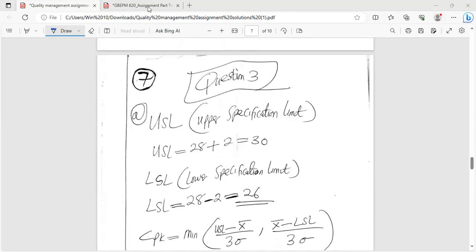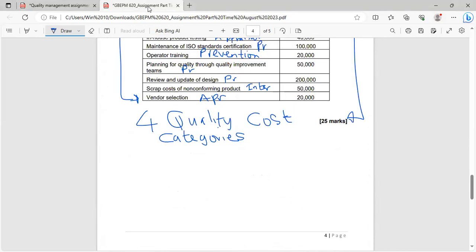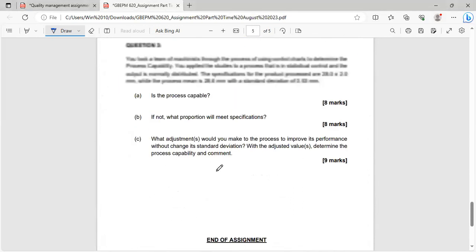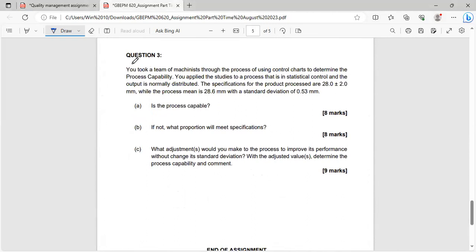Question 3 is actually talking about the specification of whatever we are doing. So you took a team of mechanics through the process of using control charts to determine the process capability. You apply studies to a process that is in control and output is normally distributed. The specification for the product processed are 28 plus or minus 2, with the process mean of 28.6 and standard deviation of 0.53. Is the process capable?